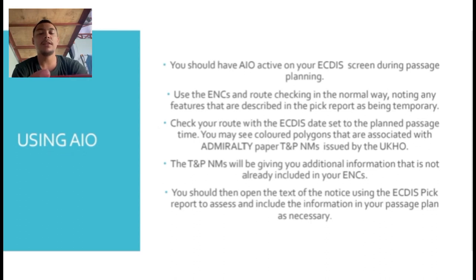You may see colored polygons that are associated with the Admiralty paper TNP NMs issued by the UKHO. The TNP NMs will give you additional information that is not already included in your ENCs. You should then open the text of the notice using the ECDIS pick report to assess and include the information in your passage plan as necessary.